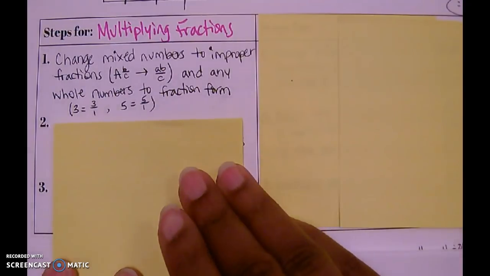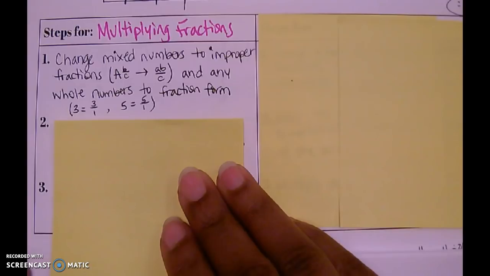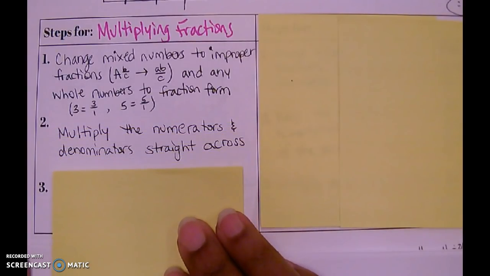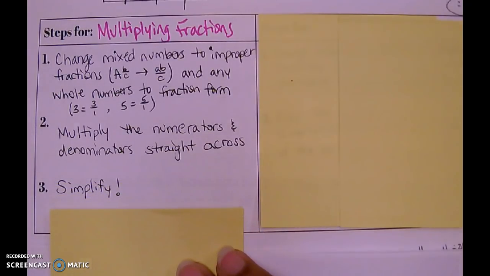The next step, after we've converted our mixed numbers to improper fractions and our whole numbers to fraction form, we are now going to multiply the numerators and the denominators straight across. And finally, we're going to simplify. So now, let's use these steps and apply them in solving our first problem.